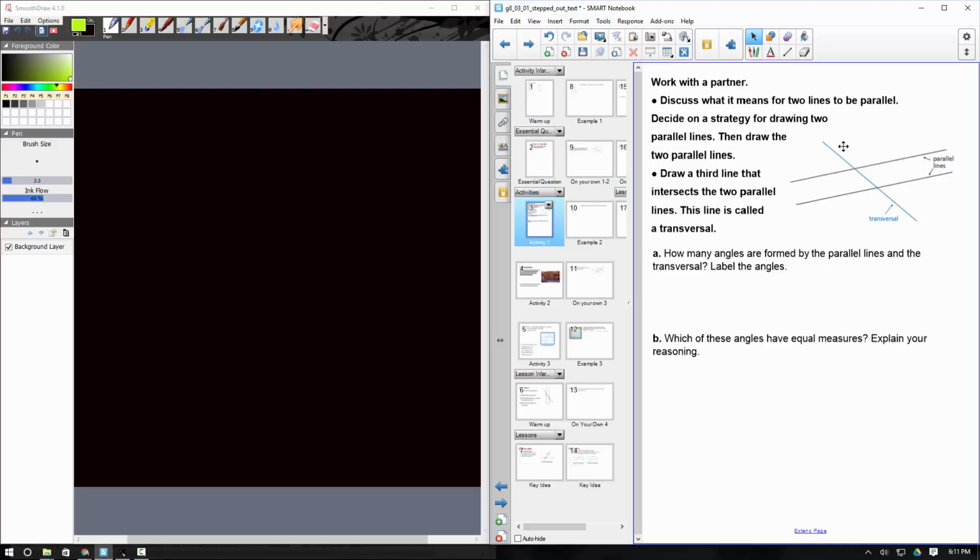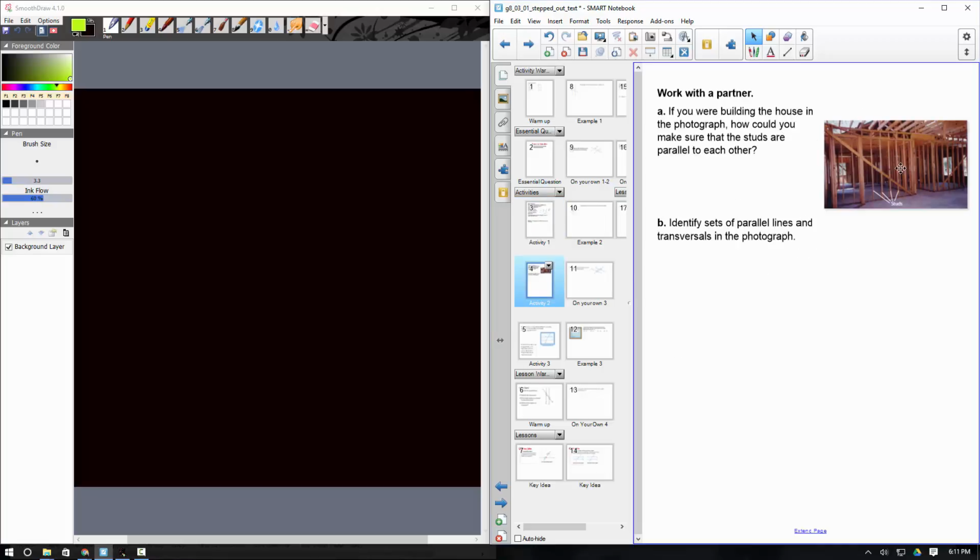Now what's kind of neat about these transversals is this angle up here is exactly the same as this angle down here. Notice how this is also an obtuse angle? Since they're parallel lines and they're cut at the same angle, this will be the exact same angle as whatever this is up here. Similarly, if I look down here, this angle is the same as this angle down here. So once I know one angle, I can kind of figure out the rest.